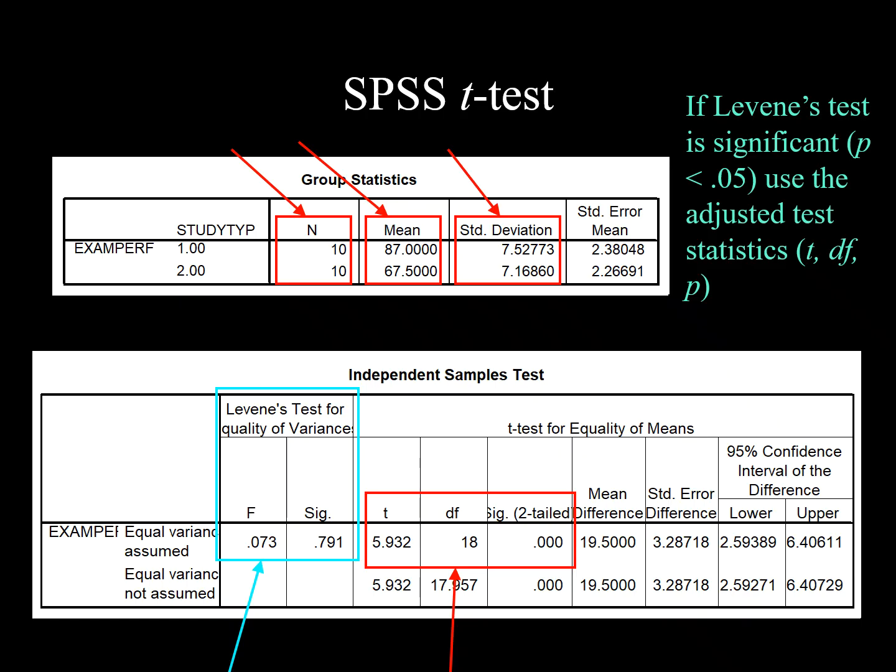So remember, there's 20 total participants. Degrees of freedom for the t-test is n minus 2 when it's a between subjects test, so 18. And we have its significance, 0.000 in this case, which we report as less than 0.001. Again, I want to strongly remind you, we never report a p of 0. That would mean there is 0 chance of us being wrong. There's always a chance of being wrong. Just in this case, it's very unlikely. It's less than 0.001.